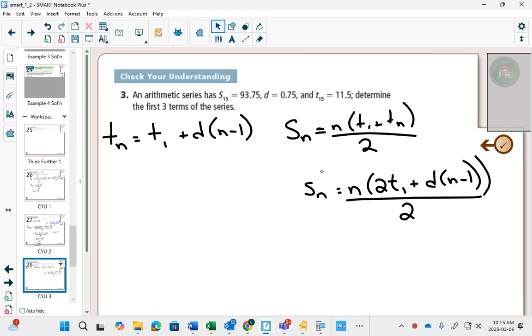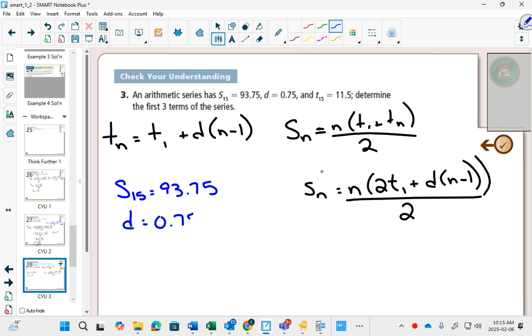And we're given some information. We're given S15 is 93.75. We're given that d is 0.75. And we're given that term 15 is 11.5. So what we want to look at with our formulas, and this is a little bit of a problem-solving one, we want to find term 1. Does it make sense that if we find term 1, then we have d, we could find term 2, and then we could find term 3?